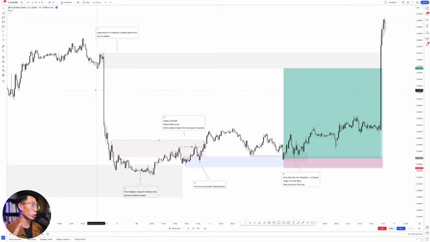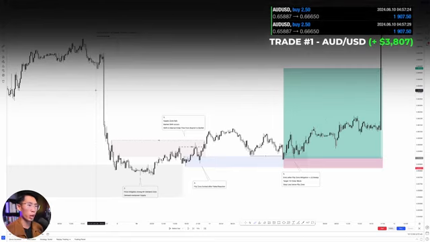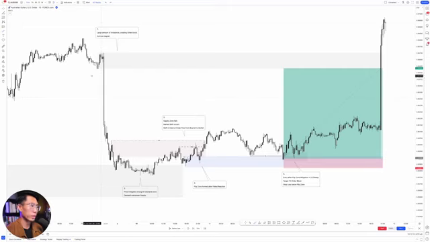Number 1, this was a trade on AUD USD, which I made about 3.8k. So I'm just gonna quickly walk you through this entire trade step by step. First of all, you can see there was a lot of imbalance, right? A lot of supply inside the market right here pushing the price down. So when there's such a large amount of imbalance, this is when you can draw your order block right here. This is the order block that created this imbalance.